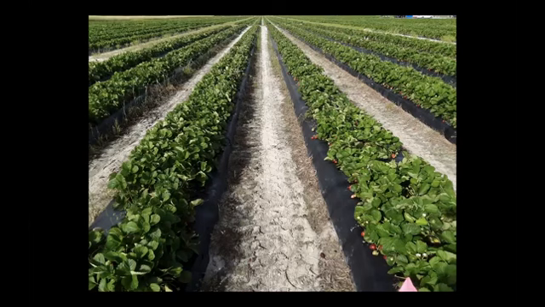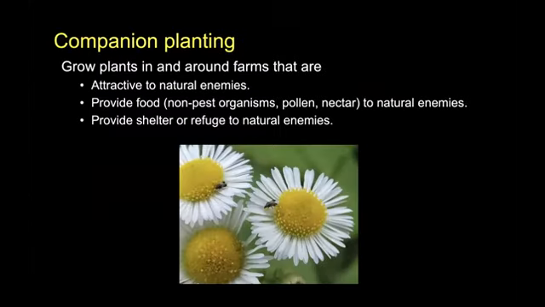Instead, what you could do by improving the plant diversity in your farm is to grow companion plants. Companion plants can work in a lot of different ways, depending on what kind of plants you use and what kind of natural enemies you are focusing on. Some of the companion plants you could use to repel pests. Some you could actually grow to attract natural enemies. And some provide them with shelter or refuge. And some of the plants would actually provide food to the natural enemies, such as pollen and nectar.